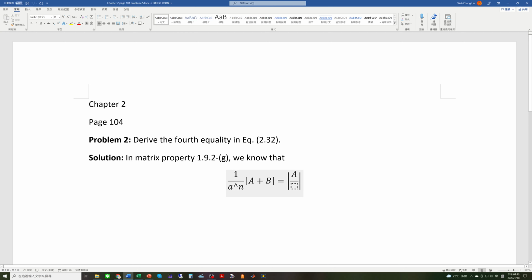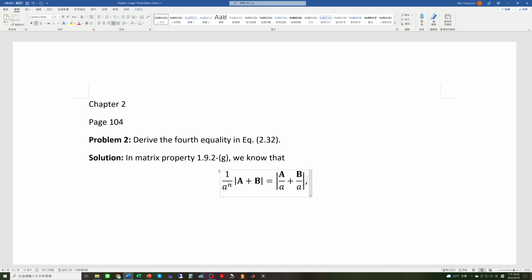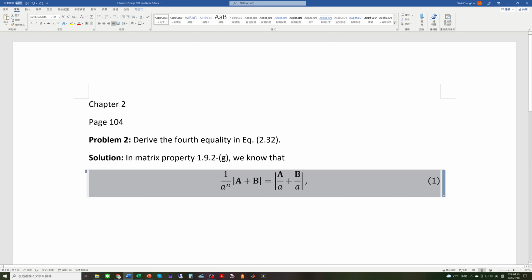So we know that a to the power of n times the determinant of matrix A plus matrix B is equal to matrix A over a plus matrix B over smaller scalar a. We call this equation 1.